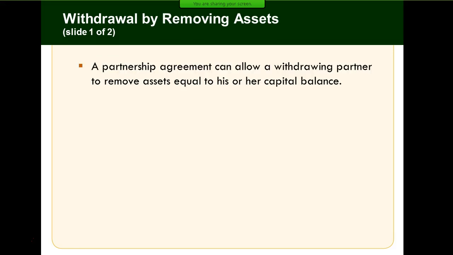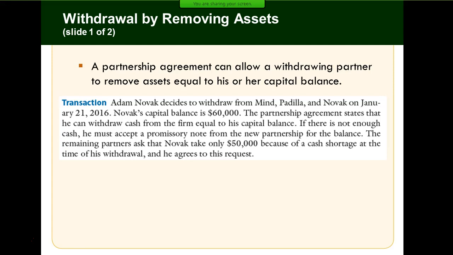If the partnership can allow a withdrawing partner to remove assets equal to his or her capital balance, then it will change the partnership. This will affect the partnership's assets. Adam decides to withdraw from the partnership. The partnership agreement states that he can withdraw cash from the firm equal to his capital balance. If there's not enough cash, he must accept a promissory note from the partnership. The remaining partners ask that Novak take only 50,000 because of a cash shortage, and he agrees.